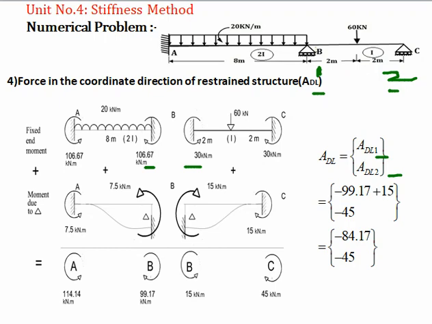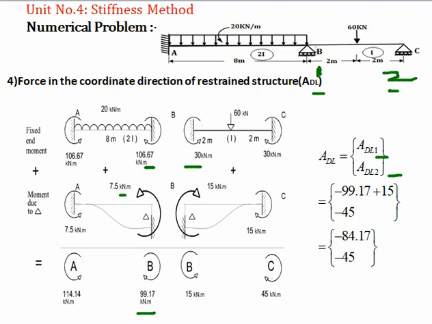This first value is 106.67 at B due to the fixed end moment, and the second, moment due to the sinking, is 7.5 kilonewton meter. Okay, so when we add these together, we have 99.17 kilonewton meter, and it is in a clockwise direction.